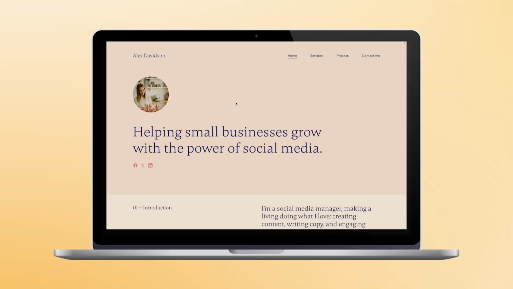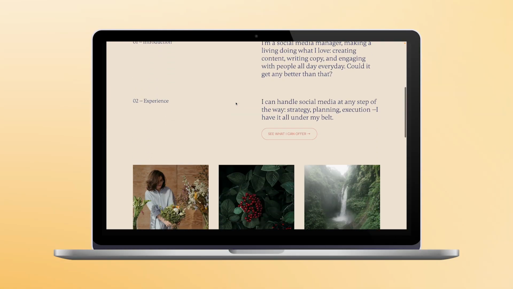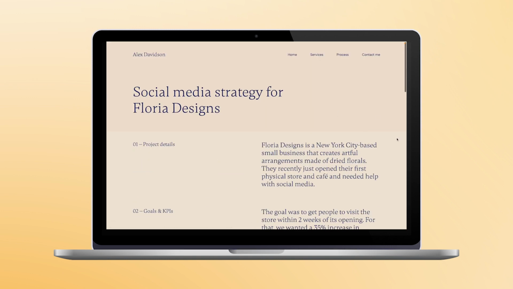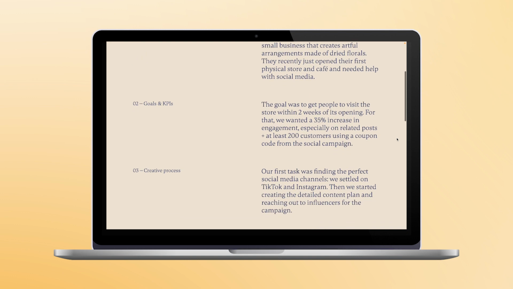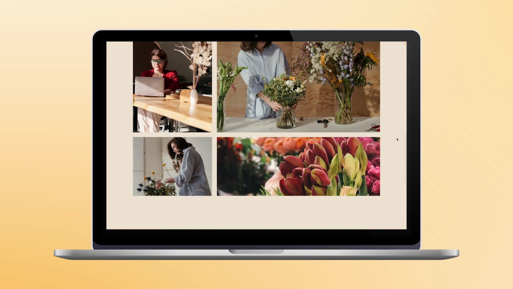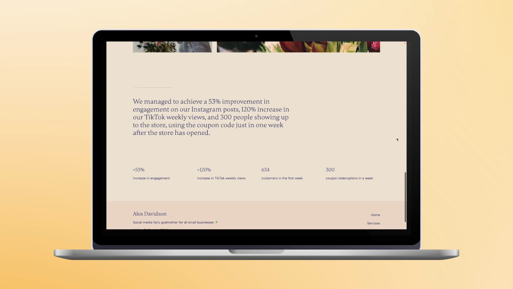I'm Dorka from Copyfolio, and today I will show you how to showcase your social media projects in your portfolio. This kind of thing is much easier for photographers and designers, for whom it's enough to showcase their end results, the visuals, and then be done with it. But social media can include so many different things, so it makes showcasing your projects a little bit more complicated.